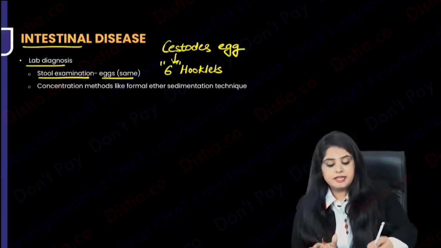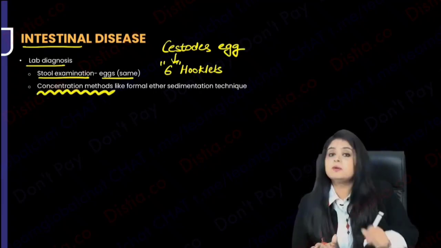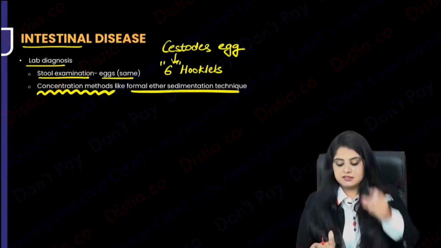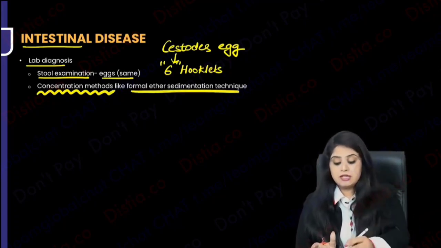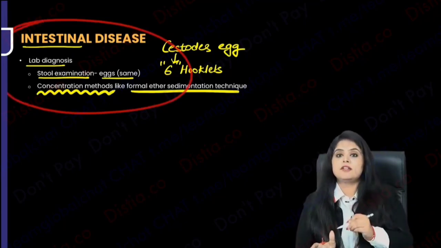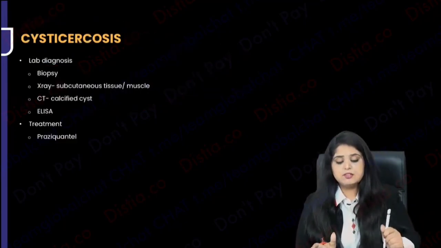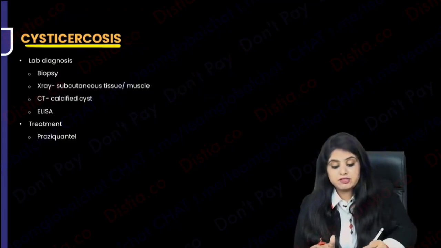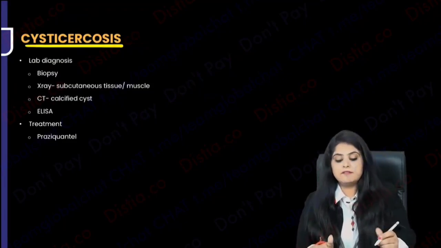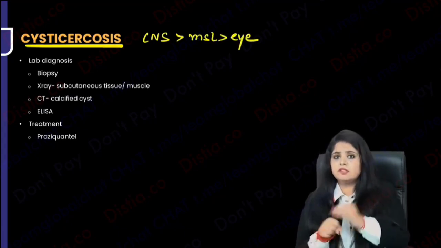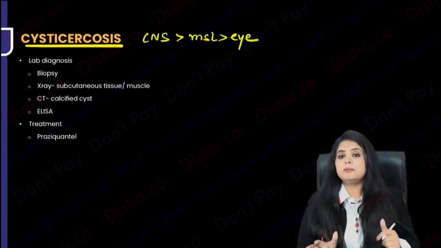And if you can't see the eggs, what are the concentration methods I taught you in the beginning of parasitology? There are formal ether sedimentation techniques that you can use. So that was for the lab diagnosis of intestinal infection. But what do you do in the lab diagnosis of other situations? Cysticercosis, like for example neurocysticercosis, but neuro is just one organ, no? It can go into the muscle also, it can go into the eyes also, it can go into skin also. So there are so many different places it can go to.